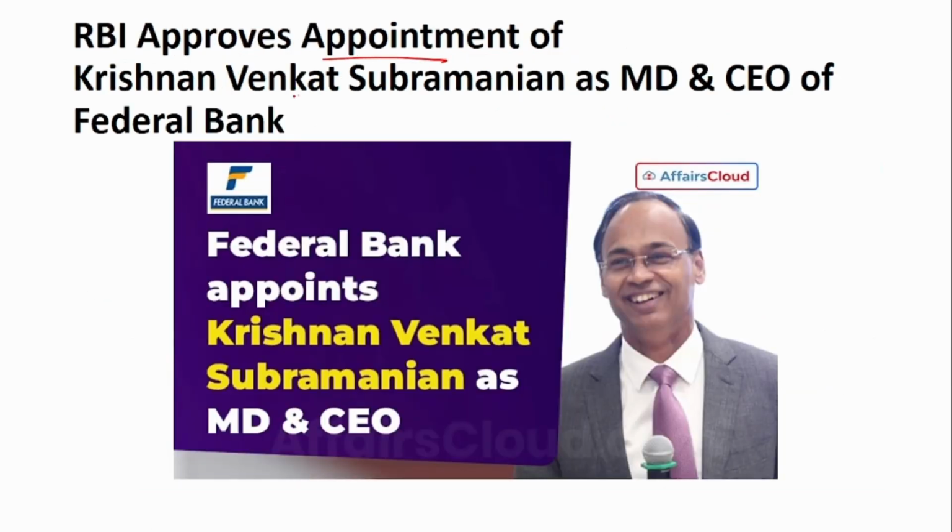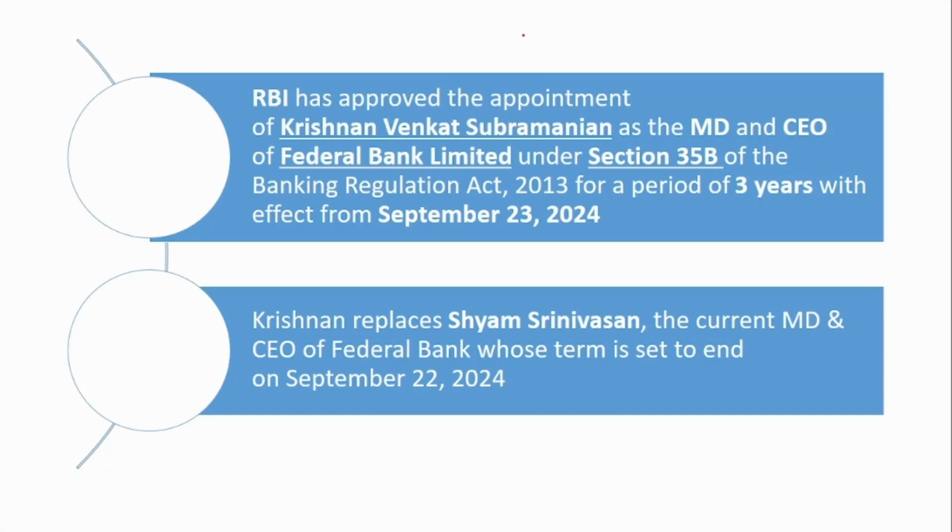Next is also about an appointment. RBI has approved the appointment of Krishnan Venkat Subramaniam as the MD and CEO of Federal Bank Limited under Section 35B. So remember, this section is very important. It is Section 35B of the Banking Regulation Act.